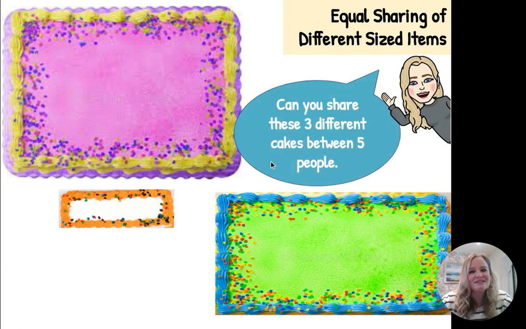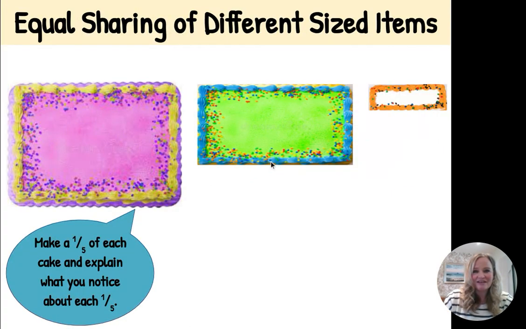Can you share these 3 different cakes between 5 people? So because each of these whole cakes are different, have a think just now, how are you going to solve that problem using distributive reasoning? If you pause the video, have a little look at how you would solve that, knowing what we already know about distributive reasoning, and then we'll have a look at the solution. So we've got different sized items here.